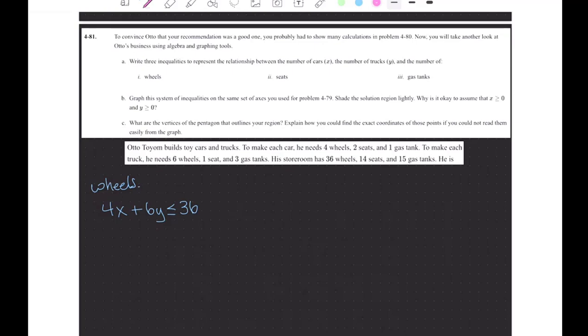And then we're going to try and do it for our seats. How many seats in a car? 2. So 2x plus how many for our truck? 1. If it makes you warm and fuzzy, put a 1 in front, or you can just leave it as a y. How many seats do we have available? 14. Okay. Can we use more than 14 in our construction? No, so it's got to be less than. Could it equal 14? Yeah, it could equal 14. We would just deplete our supply.